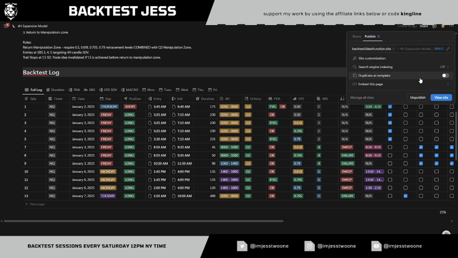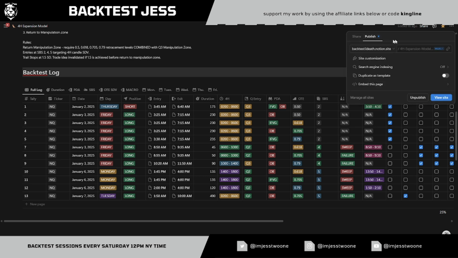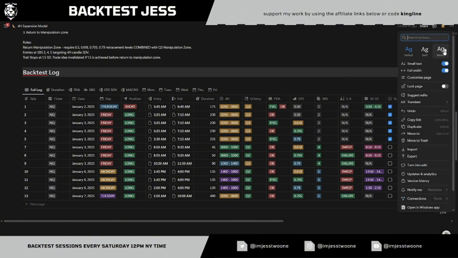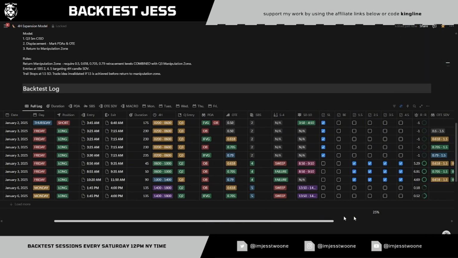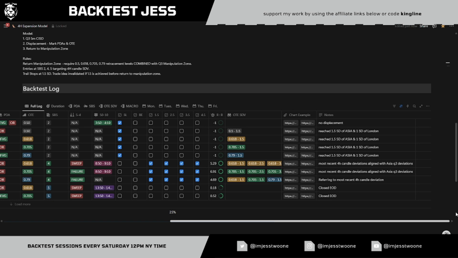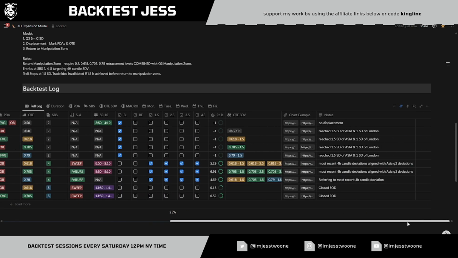Everyone should have the link for this. If you don't have the link, I will share it now. Or maybe I won't. Whoa, they changed this. Hold on a second. Unpublish. Oh, there it is. Here's the link so you guys can review it yourself. I'm not giving you the ability to edit the sheet or to duplicate it just yet, just because we haven't fully mastered this and critiqued this to the best it could be.